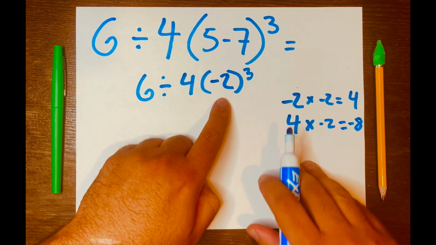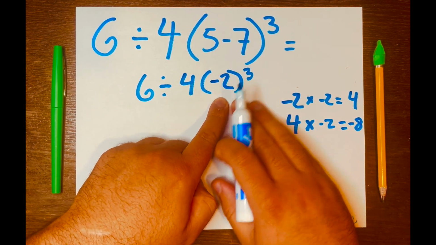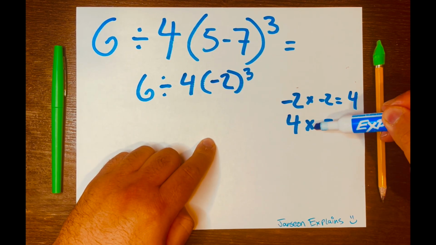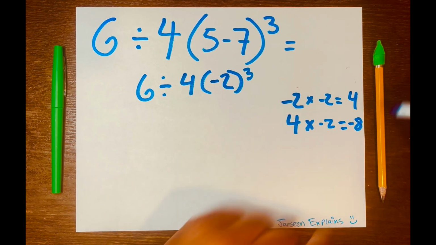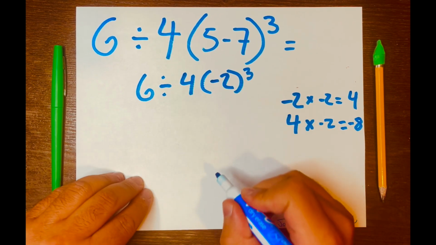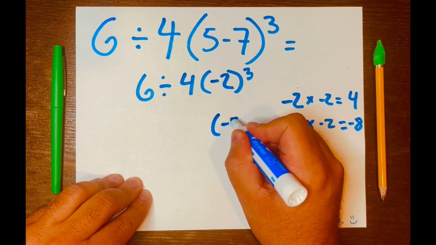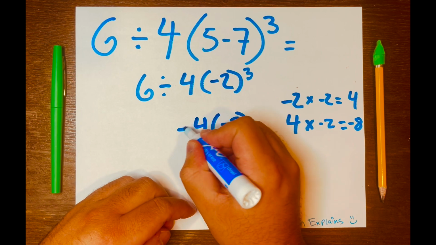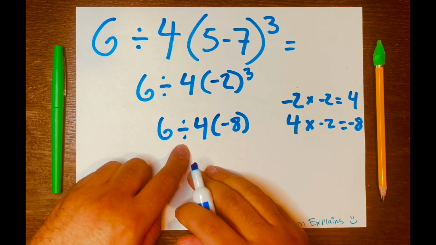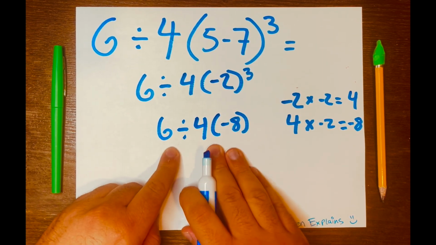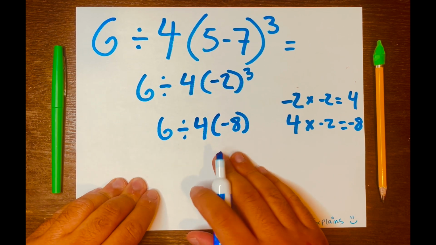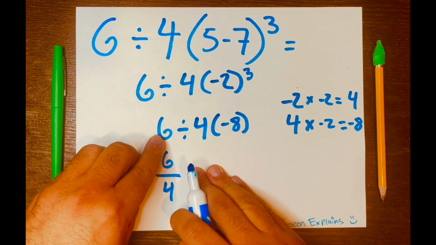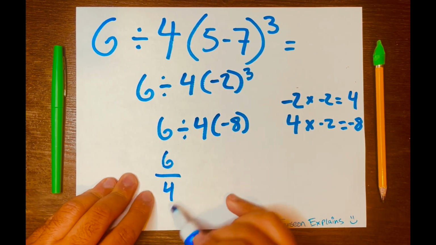So we went ahead and multiplied negative 2 3 times. Negative 2 times negative 2 times negative 2 is negative 8. There you go. Now we're going to keep the brackets. So negative 8, keep the brackets, and bring down the 6 divided by 4. And now we have this. Now, to make the math easier, let's write 6 over 4. So we turn 6 divided by 4 into a fraction, 6 over 4.